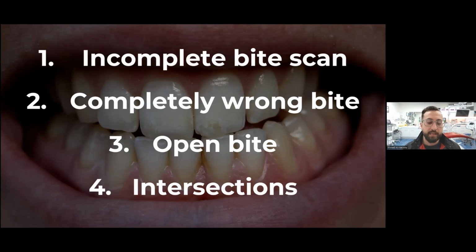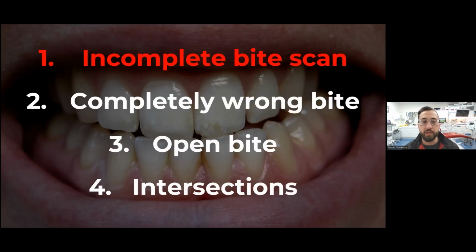Incomplete bite scan. And this is when you keep scanning the area and it's not connecting the 2 arches. And we'll talk about why that happens. A completely wrong bite. Sometimes this happens. An open bite, if you're really not paying attention. And most importantly, last but not least, intersections. And I think this is where most people have a lot of issues. And what I mean by intersections is when you take a bite scan and the jaw scans are going through each other, which is obviously a big issue.